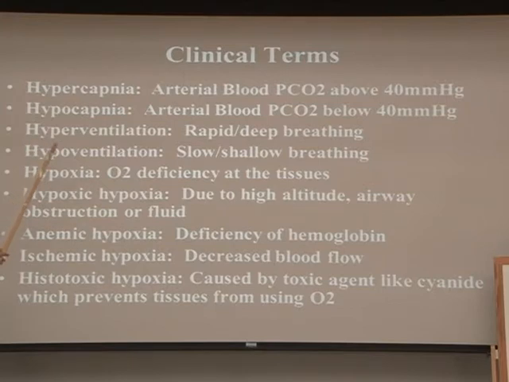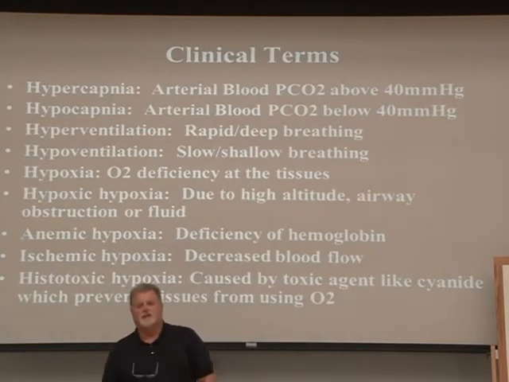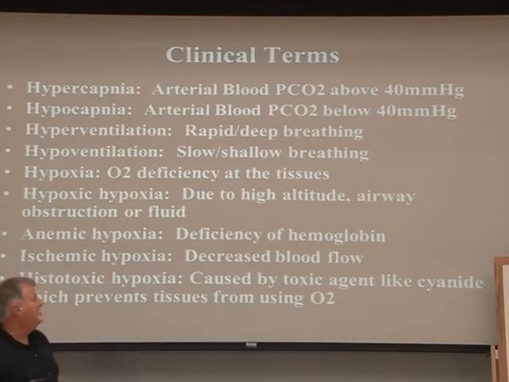And so hypercapnia and hypocapnia deal with the partial pressure of carbon dioxide in blood. So the ideal state is between 40 and 45 for partial pressure of carbon dioxide. And so if we drop below 40, then we're in a state of hypocapnia. And technically, if we go above 40, we're in a state of hypercapnia, but really our critical value is 45 for hypercapnia.